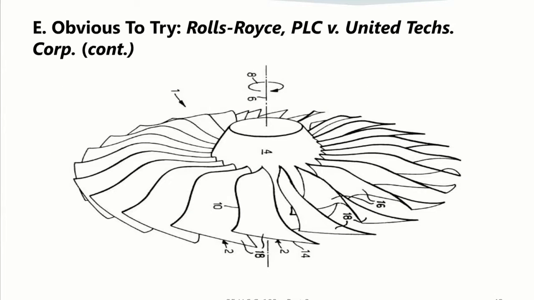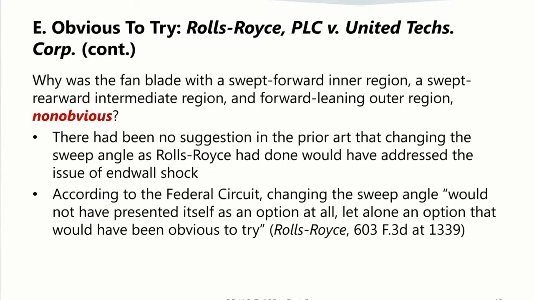This is the claimed fan. The fan blade with a swept forward inner region, a swept rearward intermediate region, and forward-leaning outer region was found non-obvious for two reasons. First, the prior art did not suggest changing the sweep angle would have reduced in-wall shock. Second, the Federal Circuit held that changing the sweep angle would not have been obvious to try since it was not an option at the time.